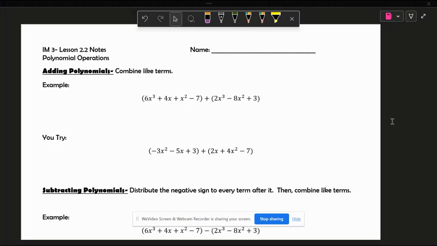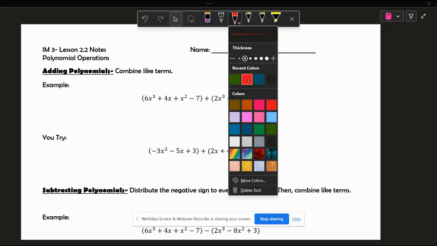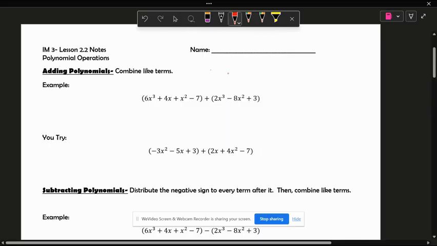All right, let's look at 2.2, polynomial operations. This all should be reviewed, but if it's not, we're going to go over it anyways. So for adding polynomials, you're just combining like terms. That's all it is. So we'll look at this first example.